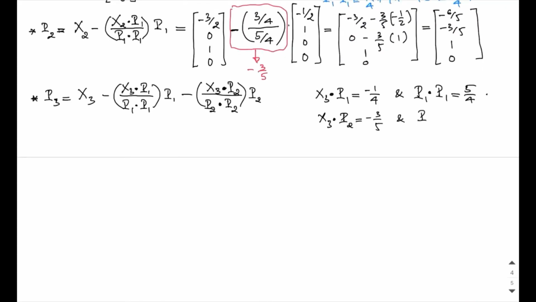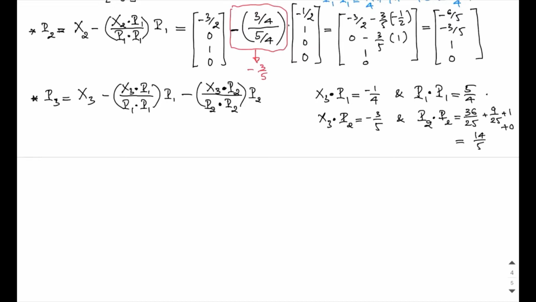And you will have to compute P2 dot P2. So this is the new thing you have to compute. Right. What is P2? It's this one. If you dot P2 with P2, you're going to get 36/25, 9/25, and plus 1. That is going to simplify to 14/5.